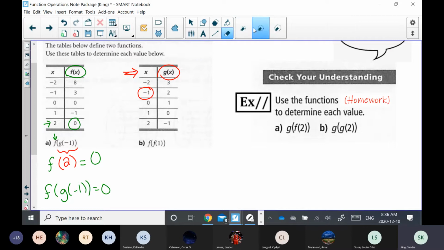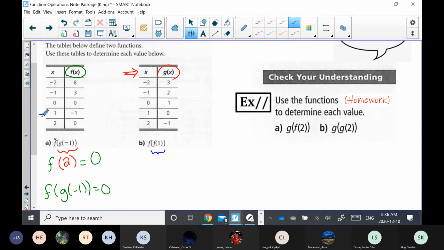So let's try now b. What I want you to do is evaluate this inner function, which is f of 1. Go to your f table and evaluate when x is 1, what is the corresponding y value? When x is 1, the corresponding y value is -1.